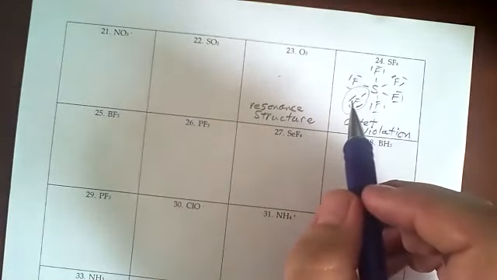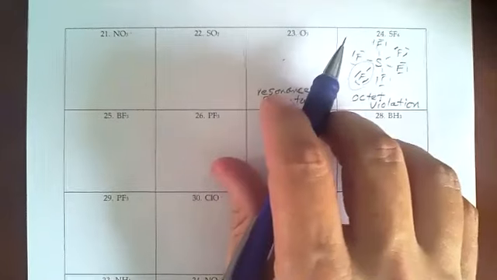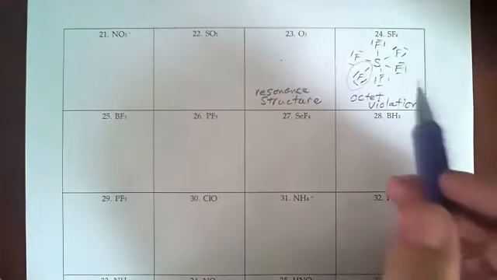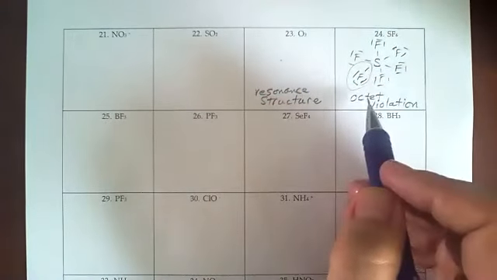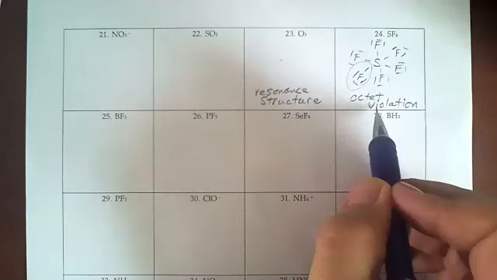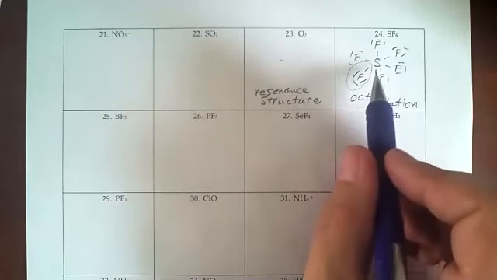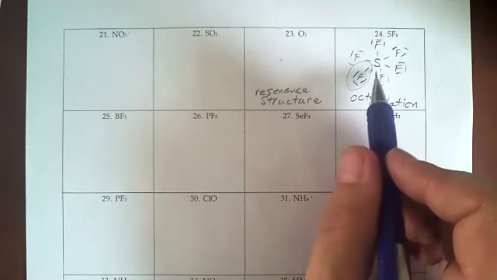And remember when I said the octet rule wasn't really super a rule? It wasn't actually a rule. It just got that name. Well, it gets broken sometimes. And here's one of the examples. So this is an octet violation, because sulfur diagrams as having not 8 valence electrons.